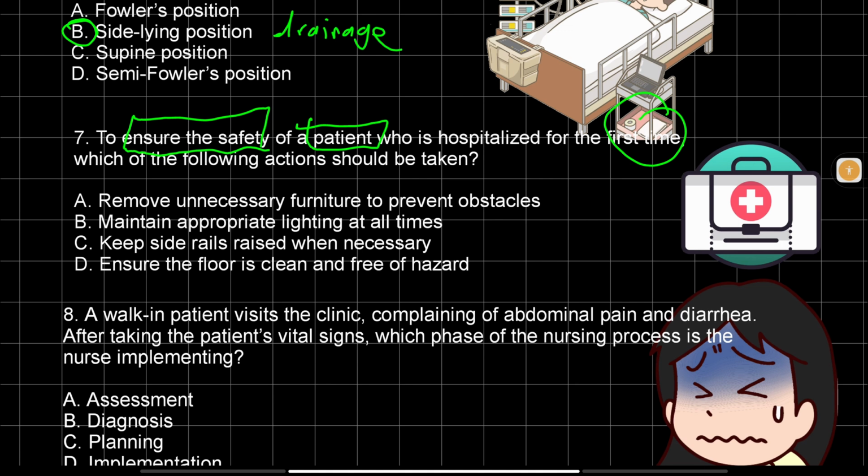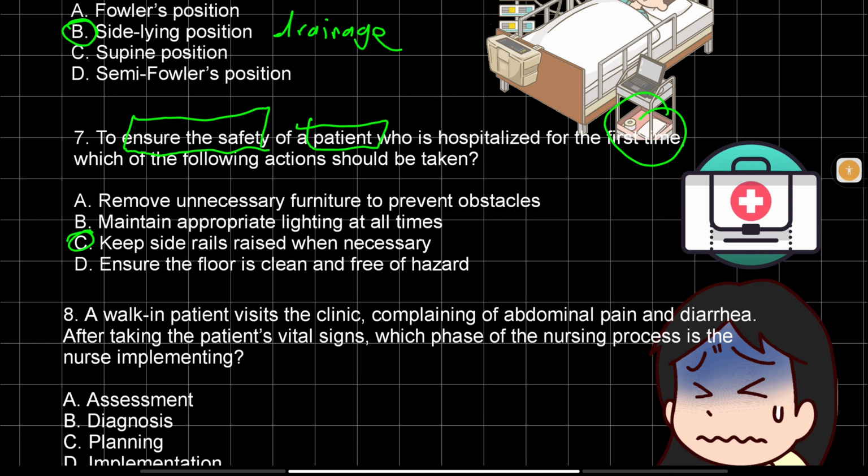Alright. So, is it A, remove unnecessary furniture to prevent obstacles? Is it B, maintain appropriate lighting at all times? C, keep side rails raised when necessary? Or D, ensure the floor is clean and free of hazard? Your 5 seconds starts now. Time is up, you guys. The answer is letter C.